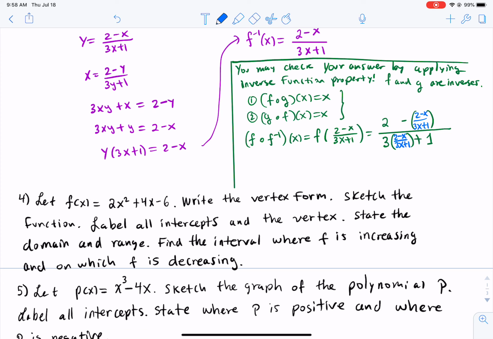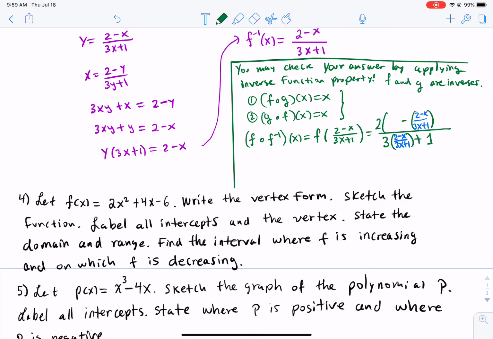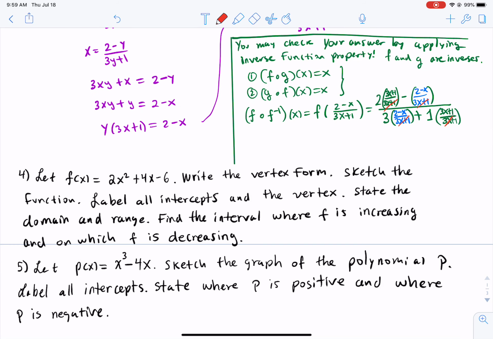And our next goal is to multiply the 2 and the 1 by these guys right here. So there was a 2 there. We should multiply this 2 by 3x plus 1 over 3x plus 1. And this 1 should be multiplied by 3x plus 1 over 3x plus 1. What do we get out of that? Now we can cancel out the denominators like this. So what are we going to get on the numerator when we do this?